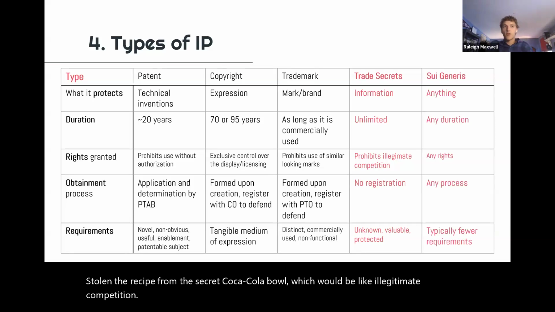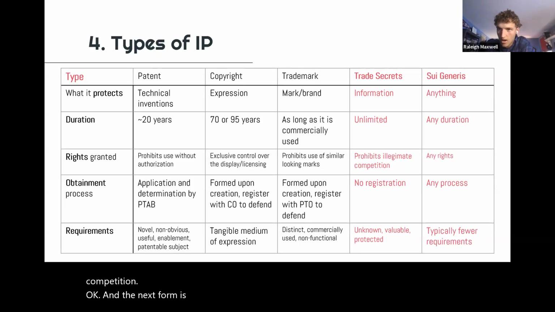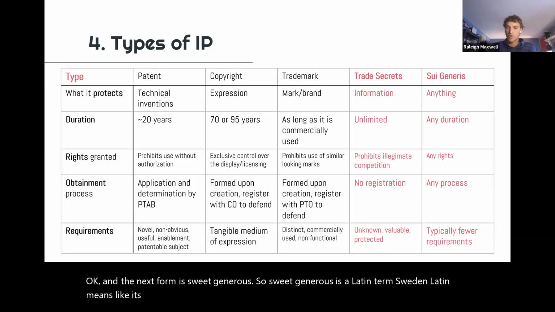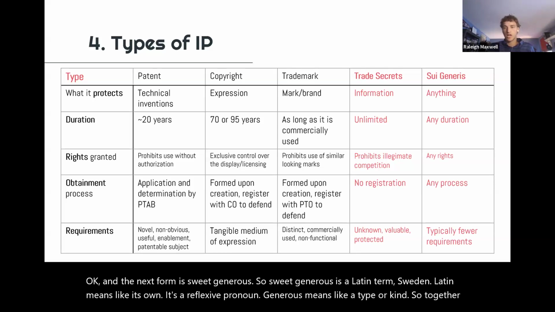Okay, and the next form is sui generis. Sui generis is a Latin term. Sui in Latin means its own; it's a reflexive pronoun. Generis means a type or a kind. So together that means of its own kind.